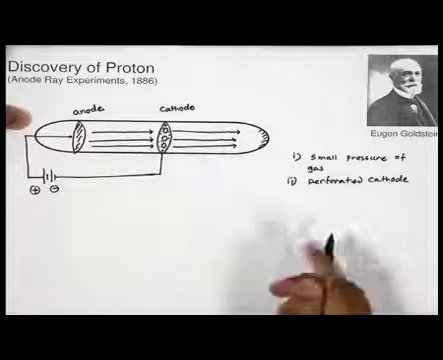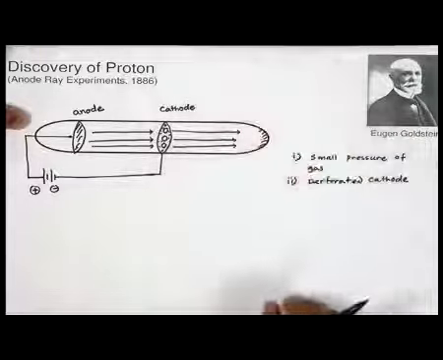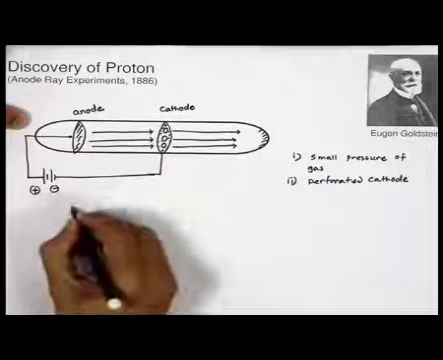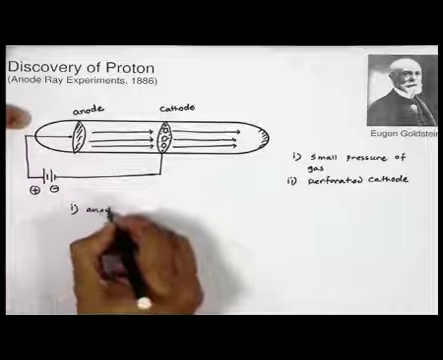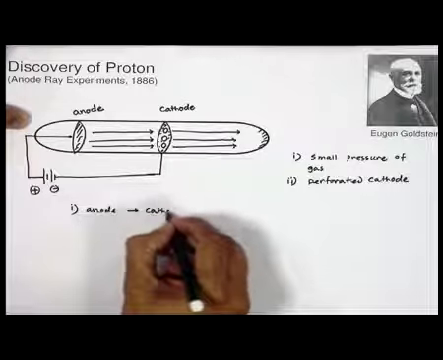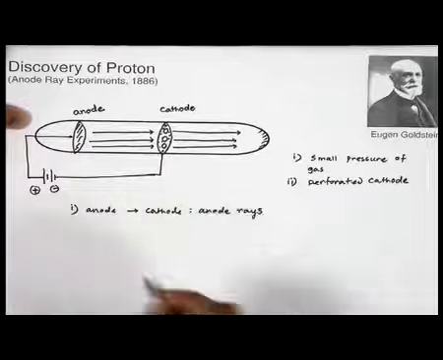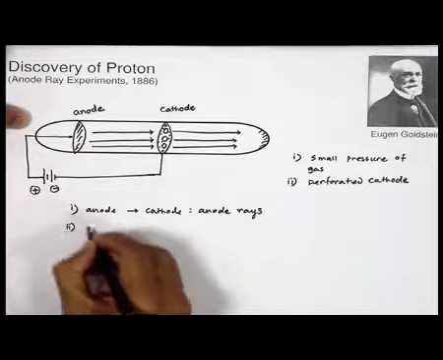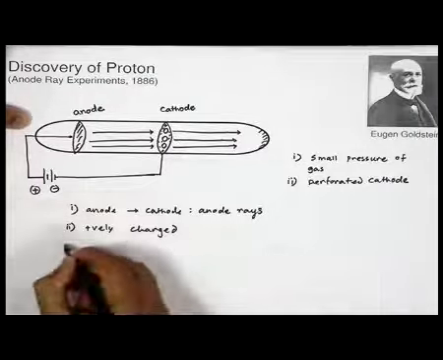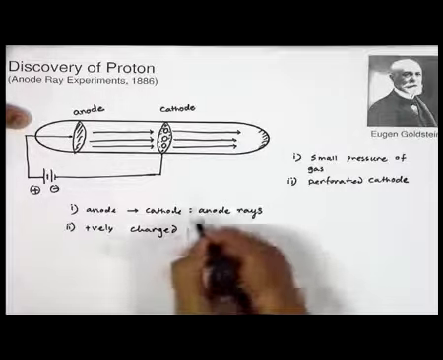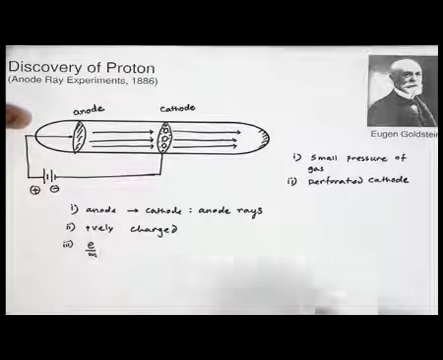Now, you can redo the experiment that was done by J.J. Thomson to show that these rays travel in a straight line from anode to cathode. They travel from anode to cathode, and we therefore call them anode rays, and you can show that they are positively charged. You can also carry out several experiments and determine their e by m.